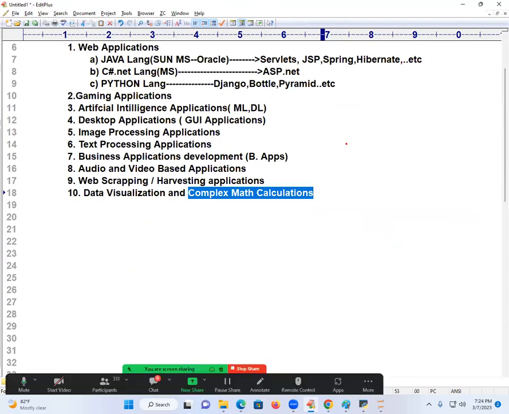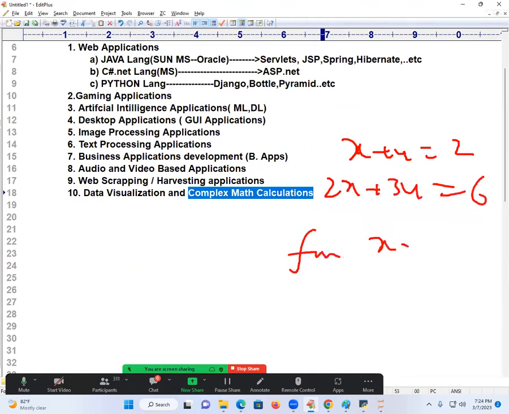I'll go to one more thing, students. It's so interesting. x plus y is equal to 2. 2x plus 3y is equal to 6. Find x and y. These are also called what? Linear algebra. Simultaneous linear equations. In our 6th class, 7th class, 8th class. Not remembering? Remembering? I'm not asking a question.